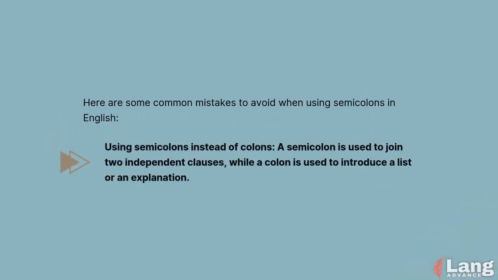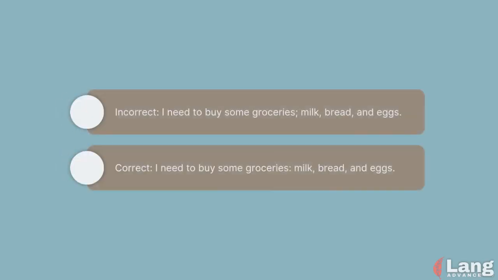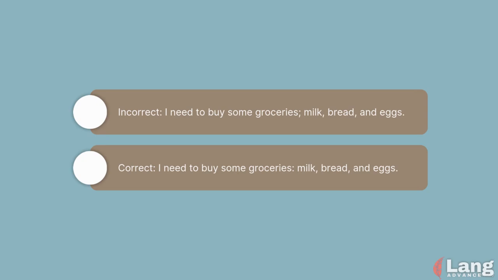Here are some common mistakes to avoid when using semicolons in English. Using semicolons instead of colons. A semicolon is used to join two independent clauses, while a colon is used to introduce a list or an explanation. Incorrect: I need to buy some groceries; milk, bread, and eggs. So the correct form is: I need to buy some groceries: milk, bread, and eggs.